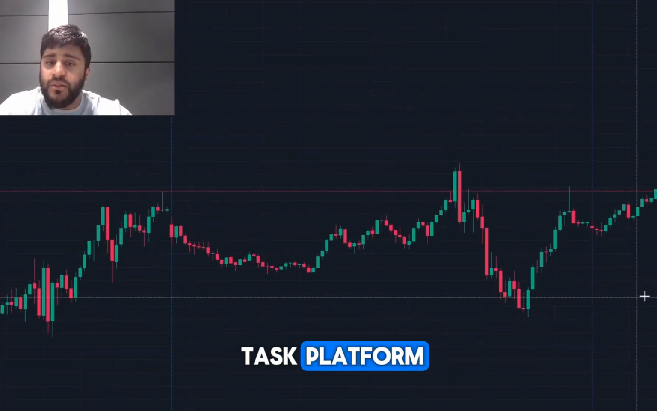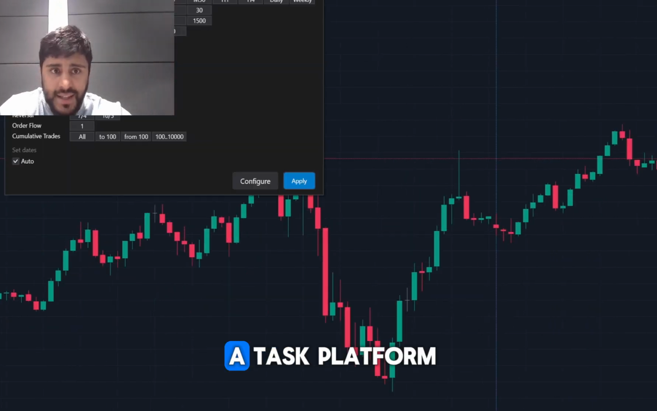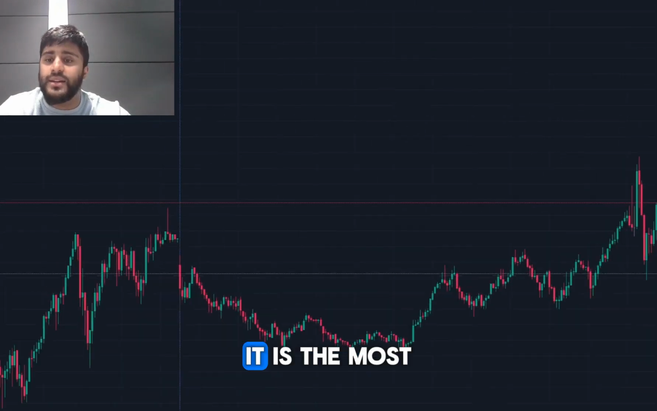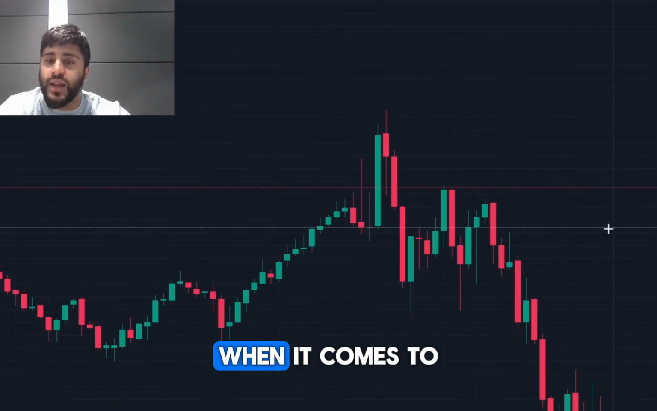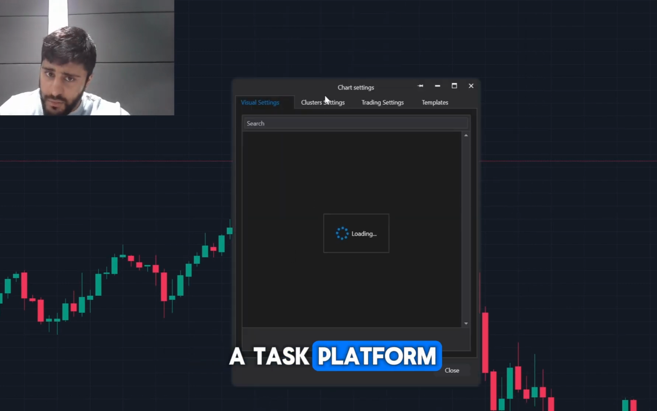This is the ATAS platform. I get lots of questions in the short form content. Let's just go over this right now. This is the ATAS platform. I use it to trade every single day. You can execute trades from it. It is the most accurate platform you can use when it comes to actually trading properly. Let me give you my settings of the ATAS platform.